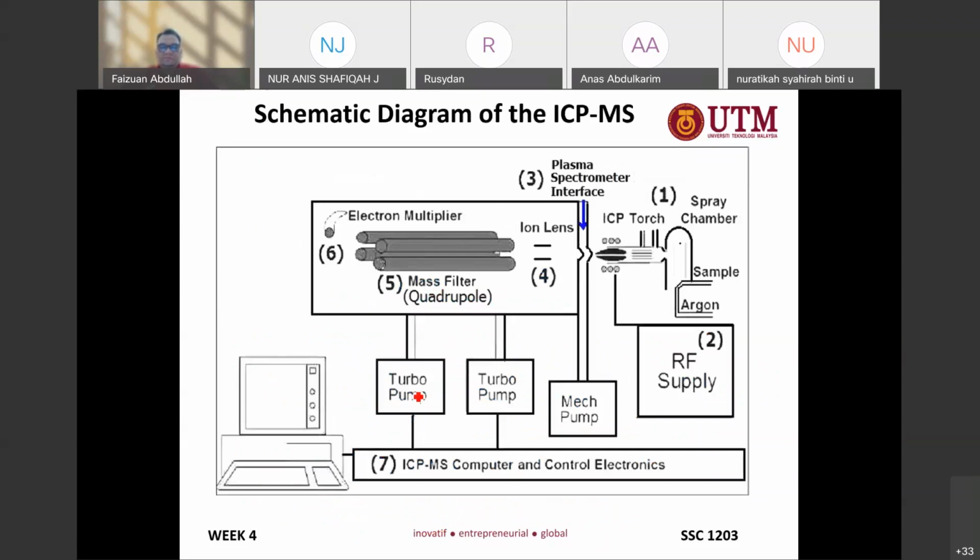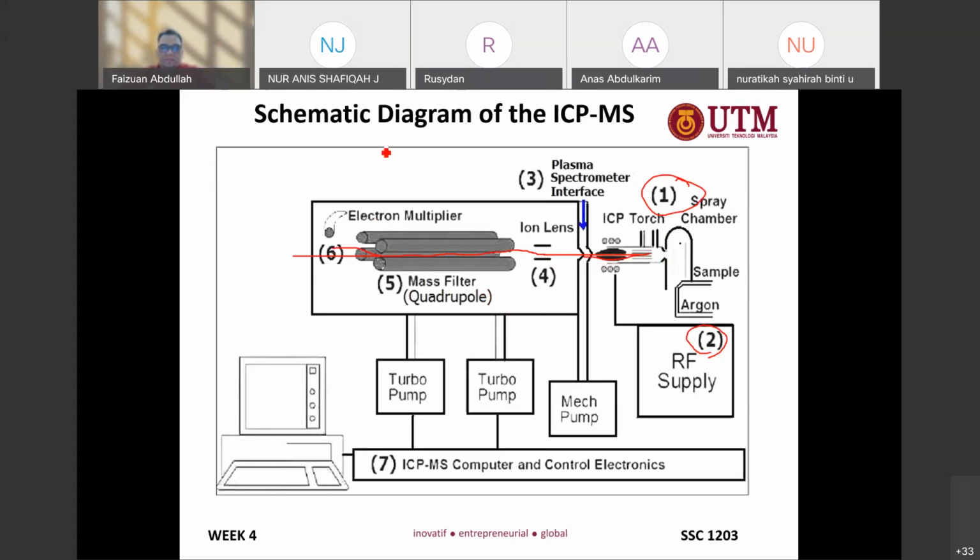In the schematic diagram, you can see where our sample is, here at the spray chamber, the first one. The RF provides power to provide plasma. So our sample is sprayed using the spray chamber into aerosol droplets and introduced inside the plasma, then comes to the ion lens and into the mass filter quadrupole. This is the detector, and we have an electron multiplier.